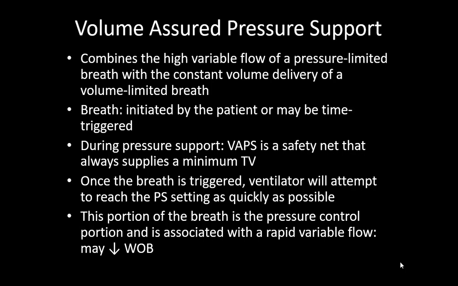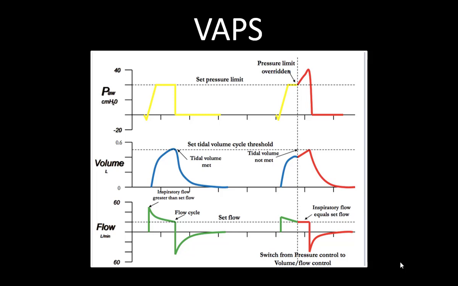This portion of the breath is the pressure control portion and is associated with a rapid variable flow. This rapid variable flow can decrease the work of breathing in such patients, because the moment the patient starts taking inspiration, flow is given to him. This is how it works.